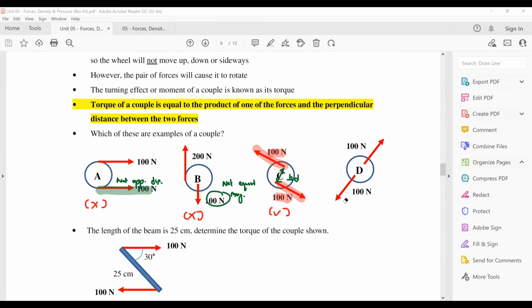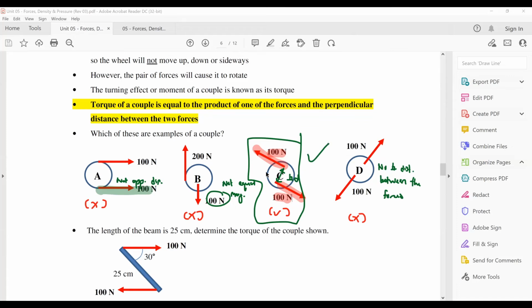This one is not a couple. What's wrong with this is that there is no distance. I think I better use a proper term here: no perpendicular distance between the forces. Okay, so only C will be considered as your couple.